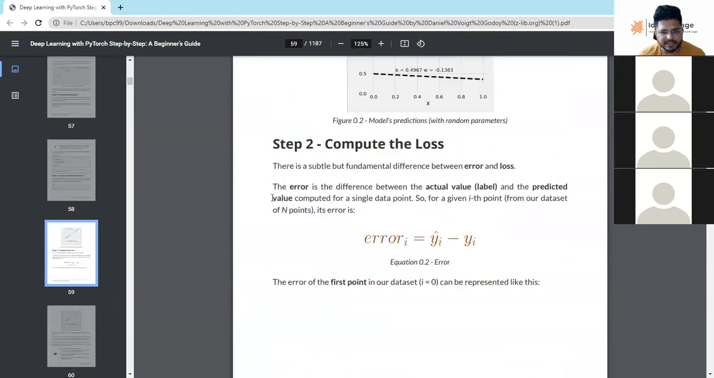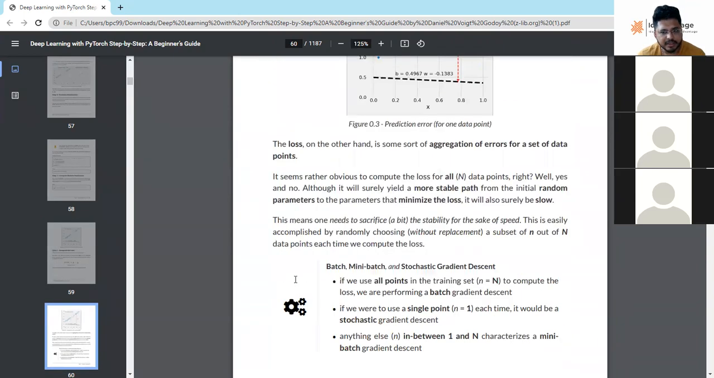So here is the definition. Error is the difference between the actual value and the predicted value computed for a single data point. Okay, whereas loss, on the other hand, is for the aggregation of all data points. Okay, aggregation of all data points. So when you apply sigma, then it becomes loss. When you only look at a single data point, that is the error. Okay.